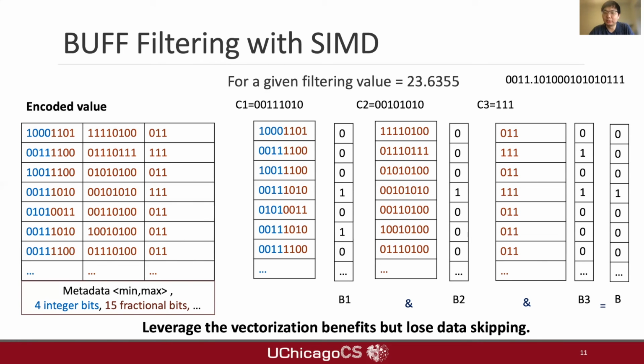SIMD is usually good on low selectivity filtering, where a large percentage of entries need to be evaluated, whereas progressive filtering is efficient on highly selective queries, where a large percentage of records can be skipped. Based on this observation, we design adaptive filtering to leverage the benefits from both sides. In addition to faster filtering, BUFF also helps to speed up some aggregation queries. You can find more detail in our paper.